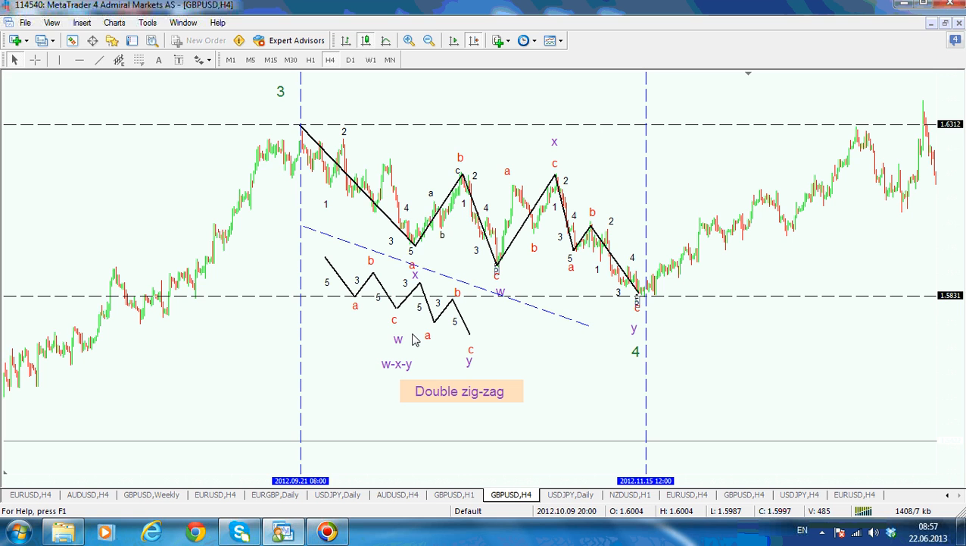So stay tuned for the next recording, for the next example of the double zigzag, and after that we will move on to the triple zigzag. Now, if double zigzags are rare, then triple zigzags are extremely rare, but nevertheless, on the currency markets they come true. So stay tuned, please.